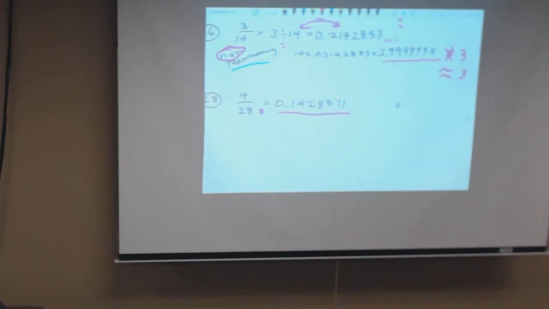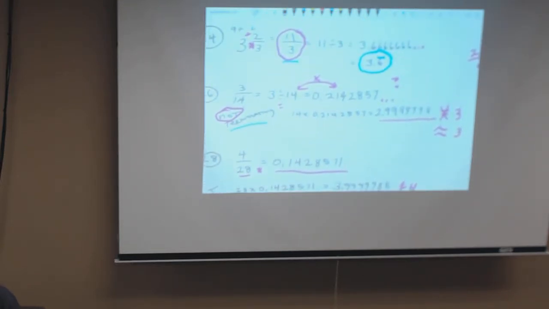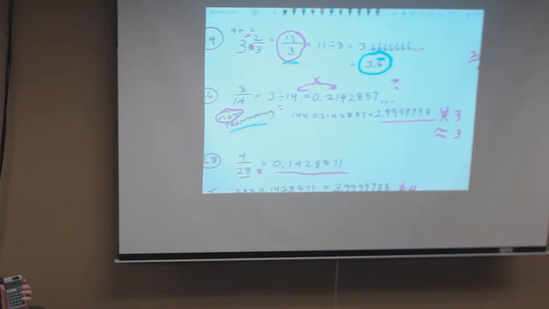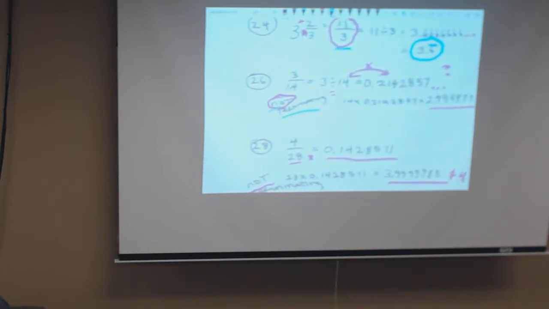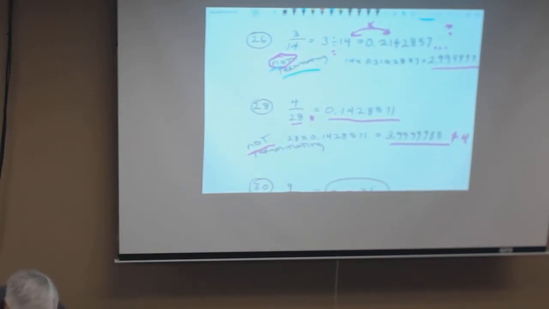And in this case, this is interesting. On my screen, when I multiplied those two, it said 2.9999998. It didn't keep going. So this is not terminating. And it's not repeating. But all they want you to say is it terminating or non-terminating? Number 28.